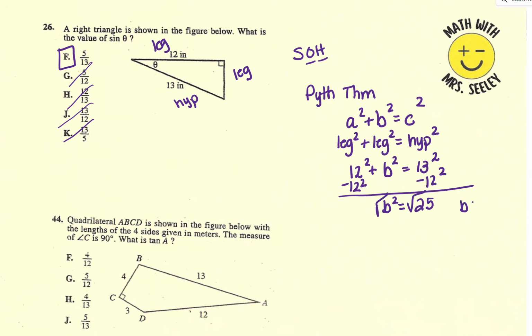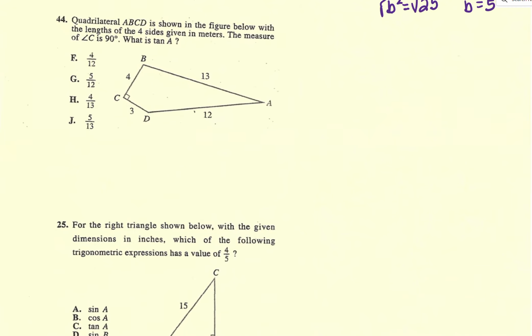Take the square root, and b is, in fact, 5. Now, on a side note, the Pythagorean theorem is also on the ACT, so that's helpful for other problems you'll solve. All right, let's take a look at this number 44.